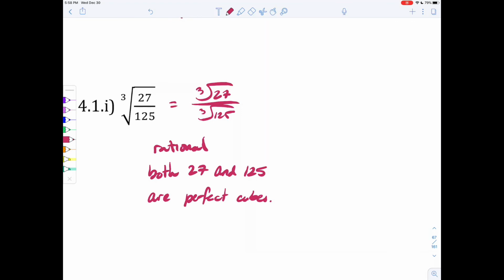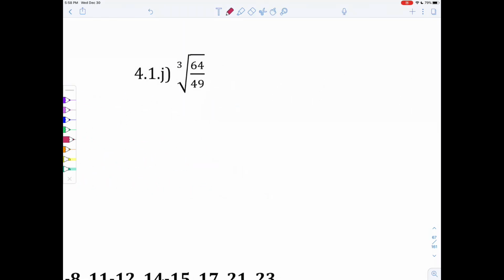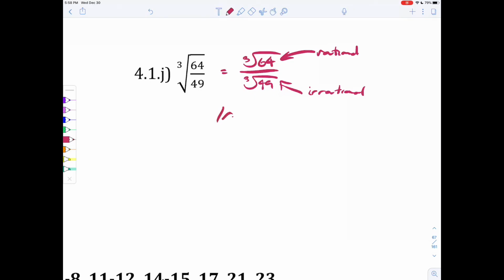And the last example of the day. Give it a try. There it is. And we can look at this and say, if we want, we've got cube root of 64 over the cube root of 49. And while this part is rational, because we can take the cube root of 64, we can't take the cube root of 49. So what that does is makes this whole thing irrational. Ooh, the cube root of 49, I feel like that always gets people because you're like, oh, 49, it's a perfect square. Yeah. But you gotta check that index. 49 is not a perfect cube.